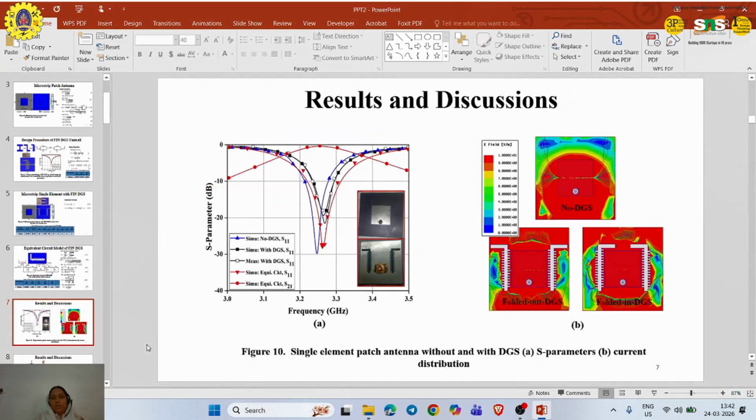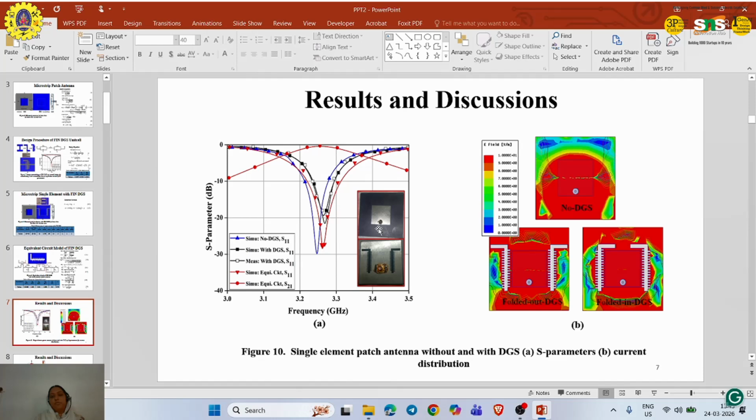Here you can see the result that has been arrived at. There is no disturbance in the reflection coefficient, even after adding the DGS it is resonating at the same 3.25 GHz, and 3.3 GHz, nearest to 3.25, it is also resonating. The S11 has a good reflection coefficient of minus 30 dB. We have done the simulation as well as the measured parameters, and all the parameters have been matched.